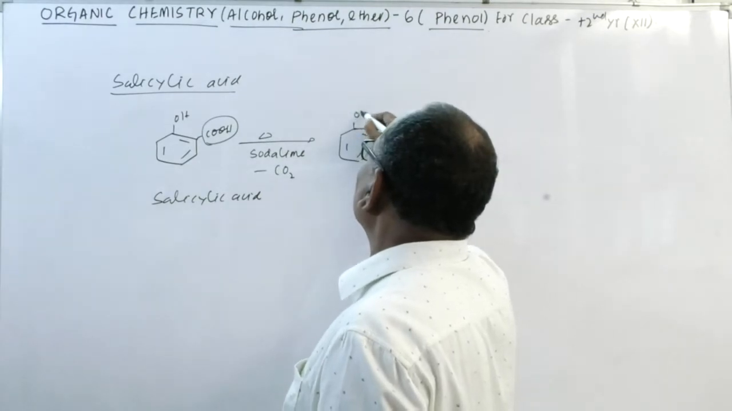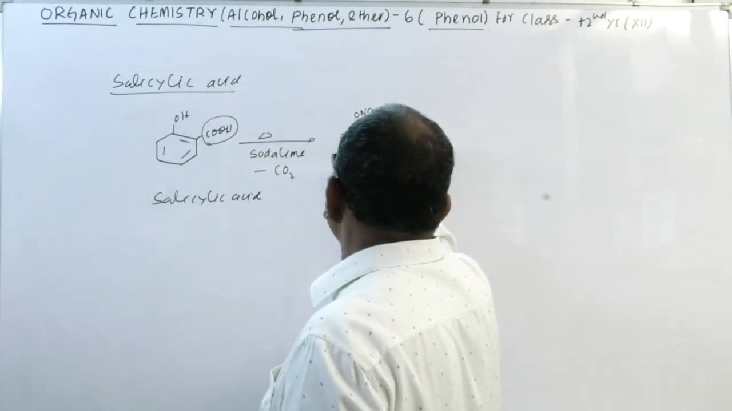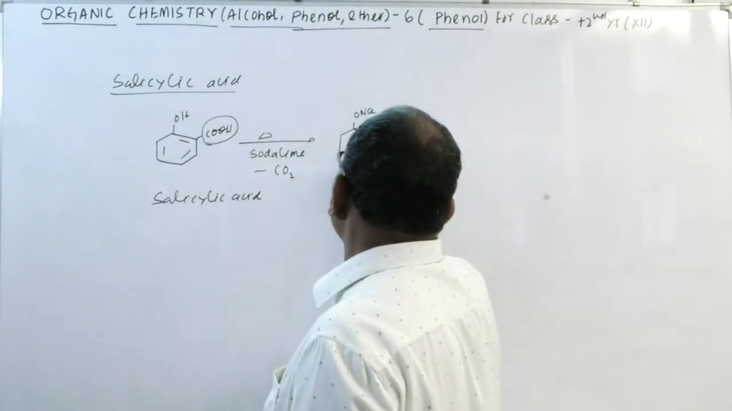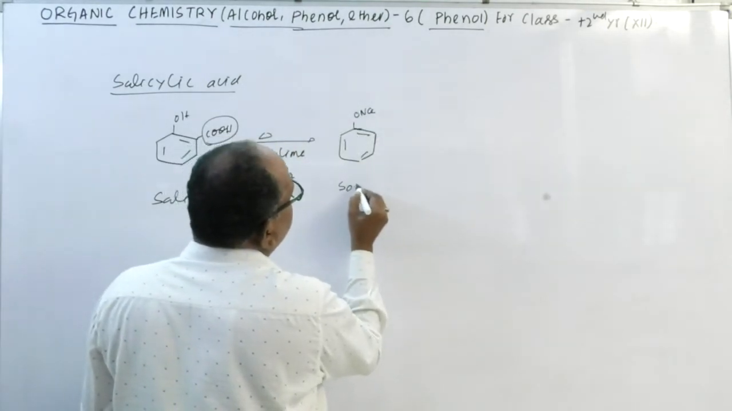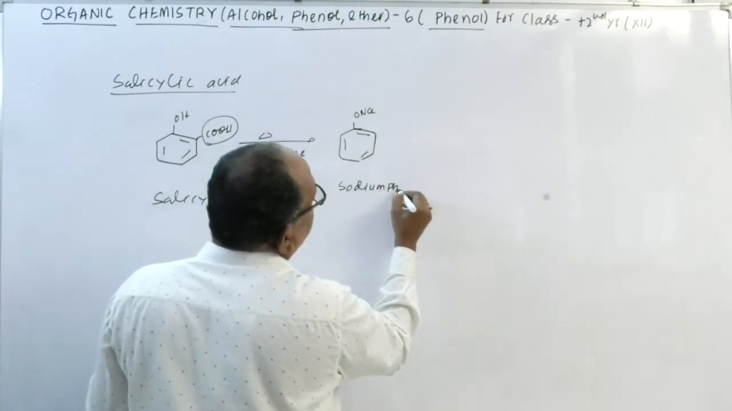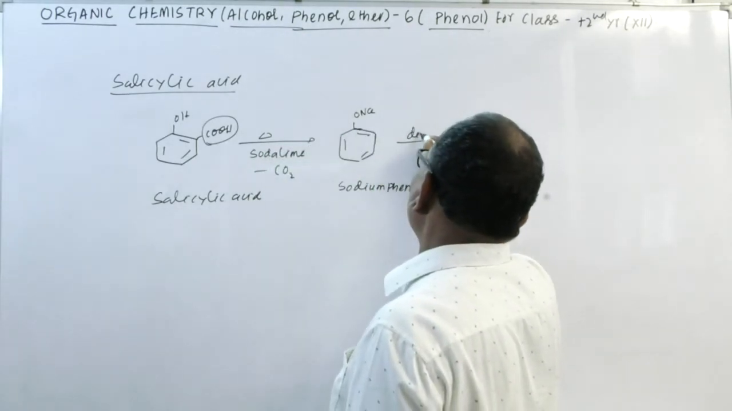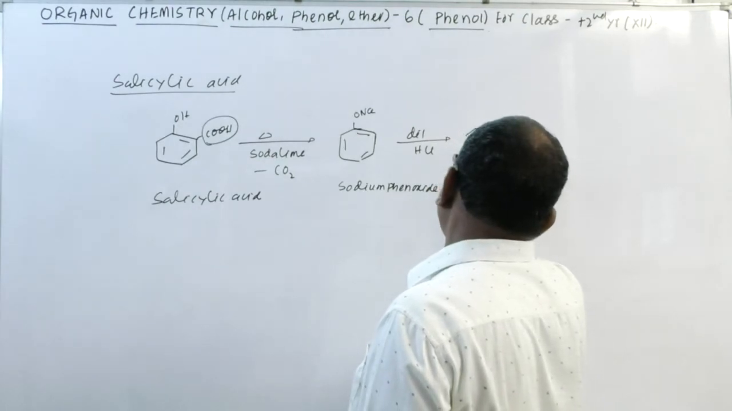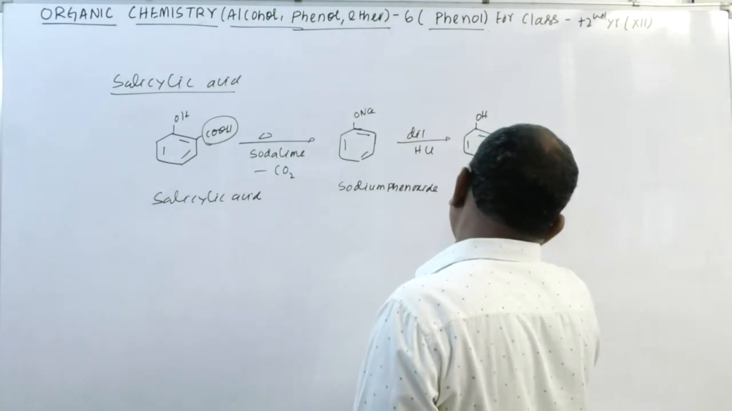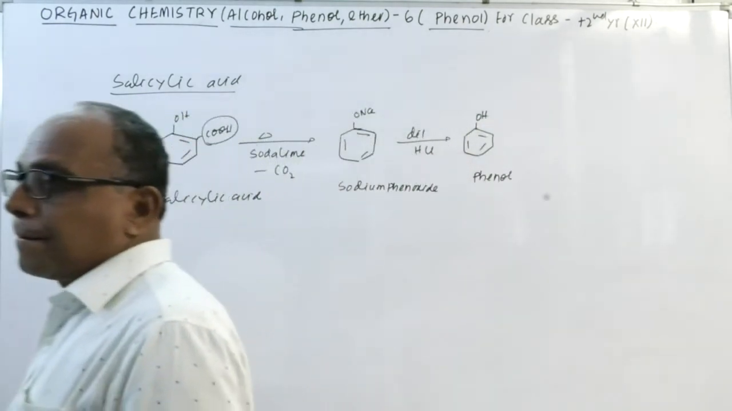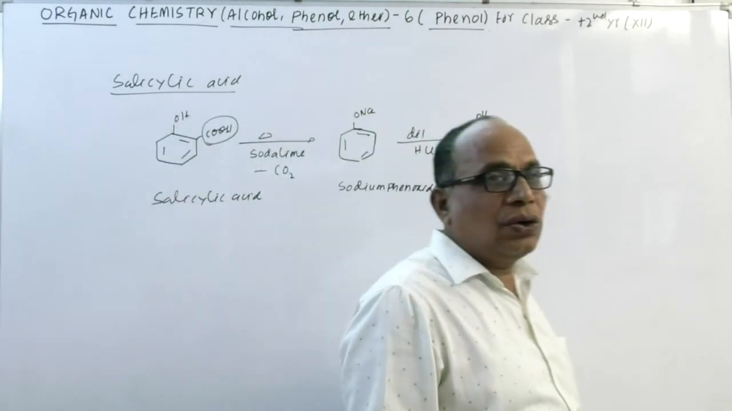sodium phenoxide. This is your sodium phenoxide, and this phenoxide treated with dilute HCl gives you phenol. That is, from the salicylic acid you also get what? Phenol.